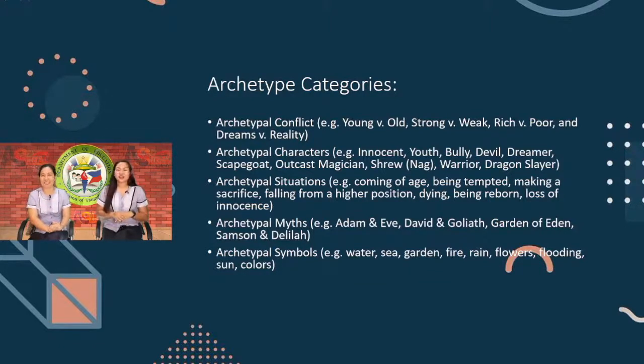Next archetype, Ma'am Pinks, is the archetypal character. For example, the innocent, the youth, the bully, the devil, the dreamer, the scapegoat, the outcast, the magician, the shrew or the nagger, the warrior, or the dragon slayer. We love having these characters in stories. Yes, that's correct. So these are specific character archetypes.